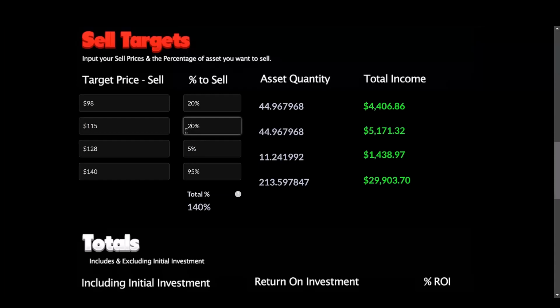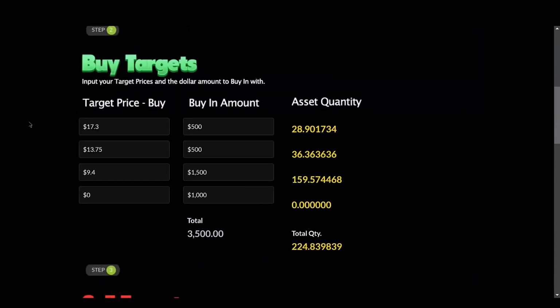Put our 20 there. Put this one back to 40, and make sure that's a 40. Come on now, put a 20 back there. Okay, so they're going to stay our 20, 20, 40 now. We're going to leave our buy target the same.